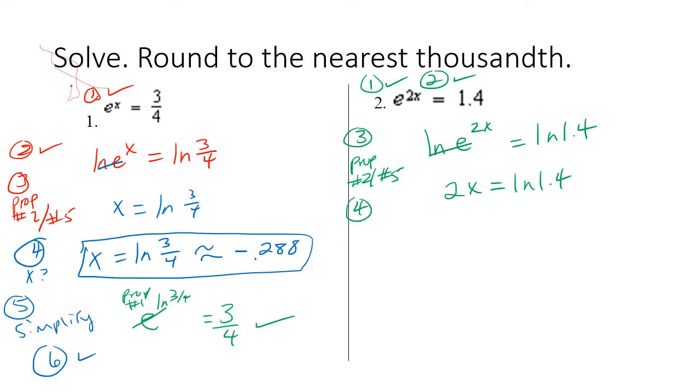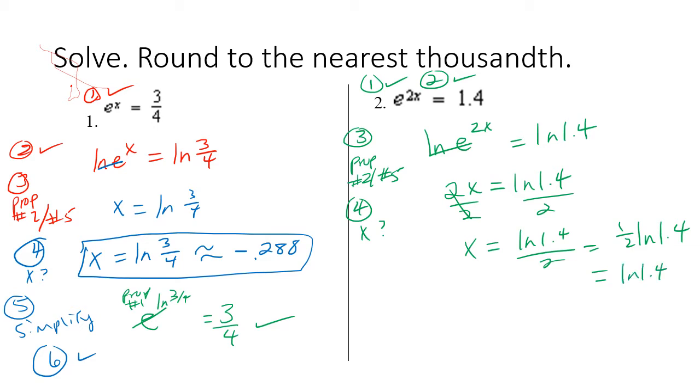Step 4 is to solve for the x. So I'm going to divide by 2. And I get x equals natural log 1.4 divided by 2. Okay, remember that this could also be written in a different way. It could be written as 1/2 natural log 1.4. It could be written as natural log 1.4 to the half. So just be comfortable being able to identify it in any of the exact forms.